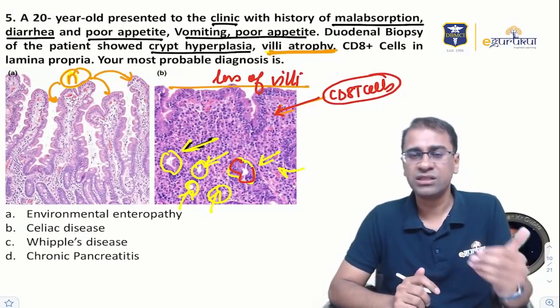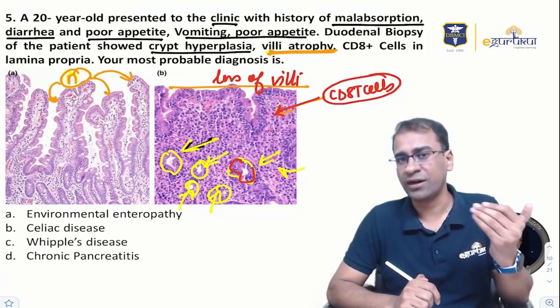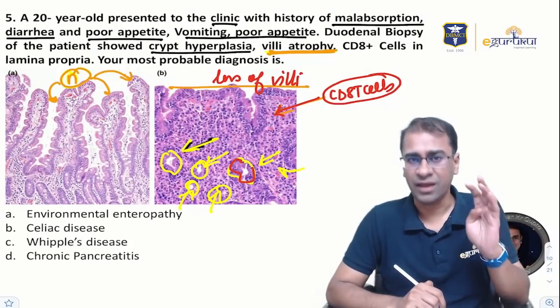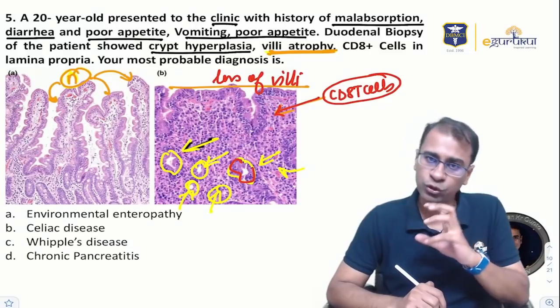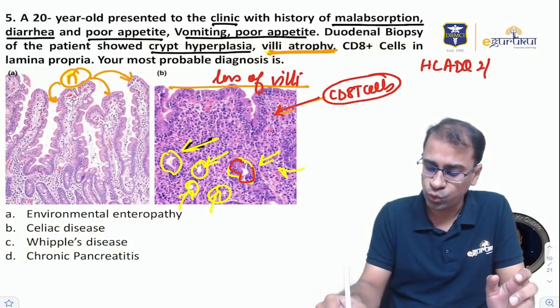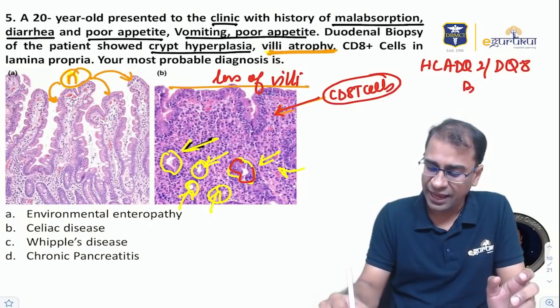The other thing you should know is that celiac disease is basically a hypersensitivity to gluten containing foods. Gluten containing foods are what? They are barley, rye, oat, and wheat. You should also know they are seen in patients who have typical HLA DQ2, DQ8, and HLA-B8.